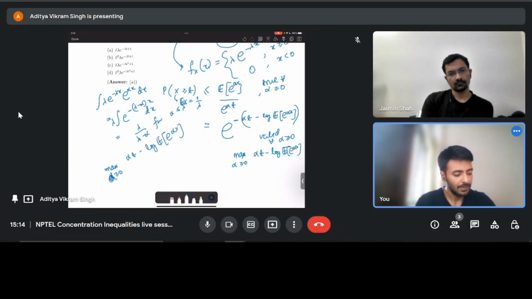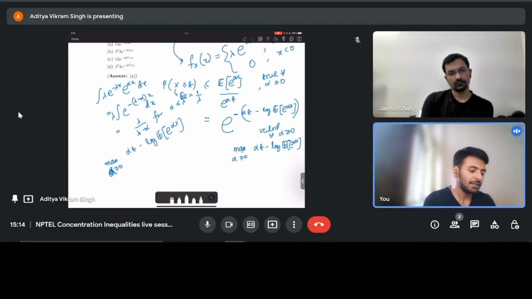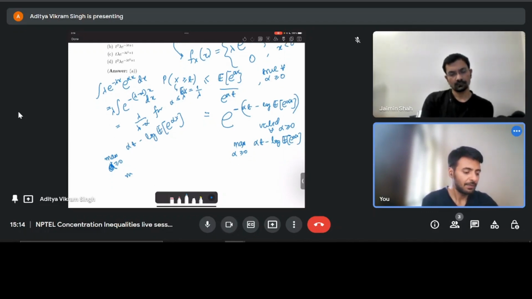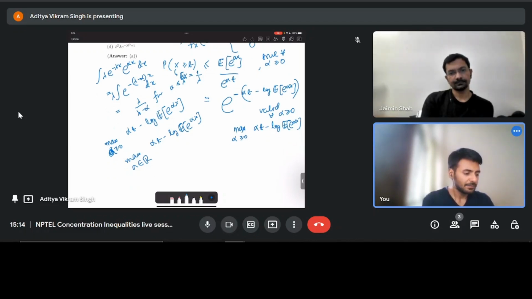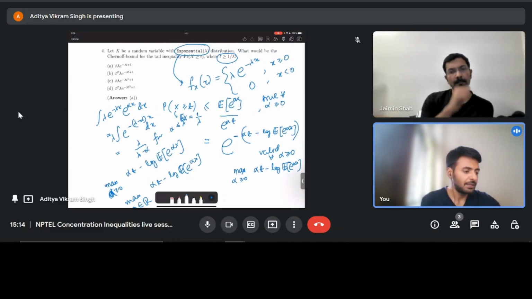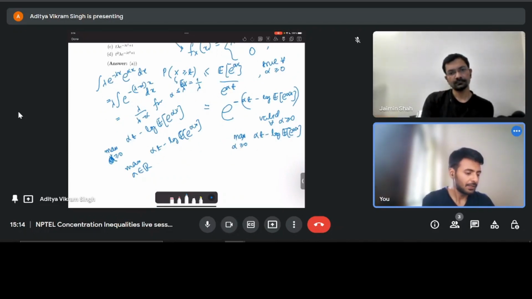Okay, this is the constraint maximization problem. An easier problem would be the unconstrained problem, max over alpha in the real numbers of alpha t minus log expectation e power alpha x. And this is easier because for this we know things like just take the derivative and set it to 0. This condition allows us to do that: for t greater than or equal to 1 by lambda, you can make your constrained problem unconstrained, right?